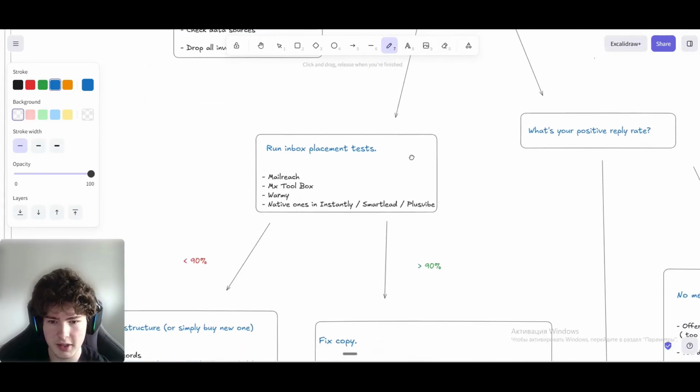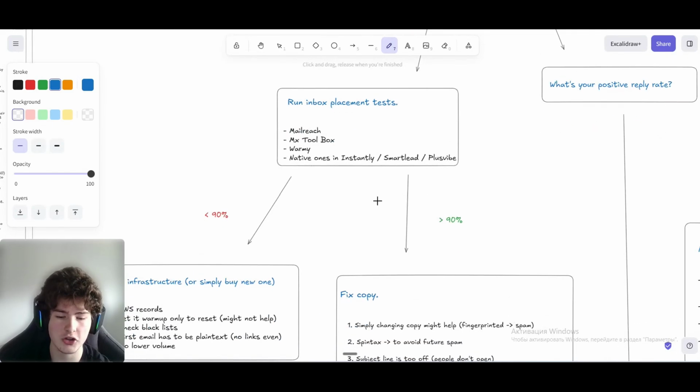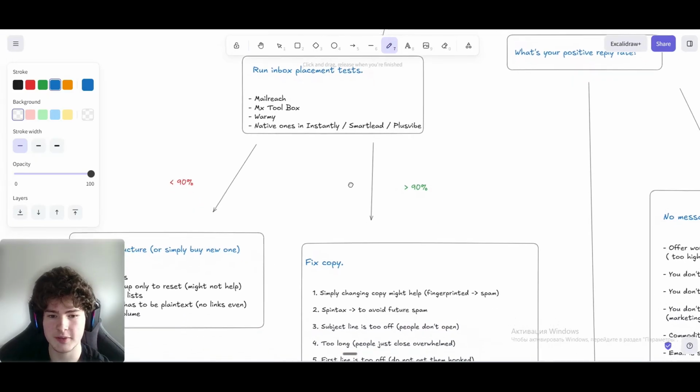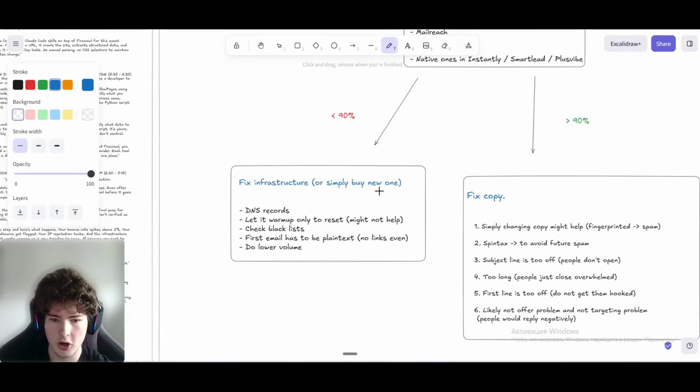If it's less, then run inbox placement tests. Use tools like MyReach, MX Toolbox, Warmy, or you can use the native ones in Instantly, Smartlead, Plusvibe, whatever sequencer you're using, and check the results there. If your inbox placement test is less than 90%, meaning if you're sending 10 emails in this test, you're landing less than 9 of them, then fix the infrastructure because it is fundamentally broken. Or simply buy new ones.